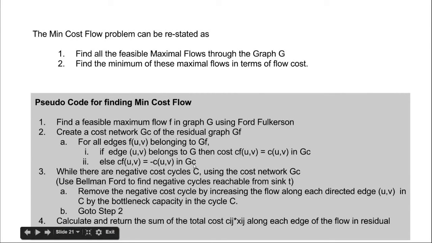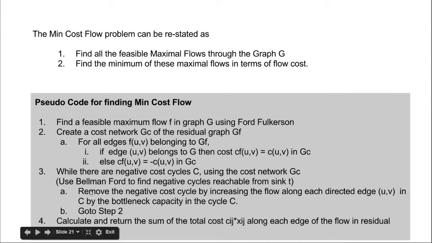So in the cost network, the reverse edge will have a weight equal to the negative cost of the forward edge. Now we are going to find a negative cost cycle in the cost network. If we find a negative cost cycle using Bellman-Ford, which is reachable from sink T, then we remove the negative cost cycle by increasing the flow along each directed edge UV in C by the bottleneck capacity in the cycle C. This is like how we augment the flow.